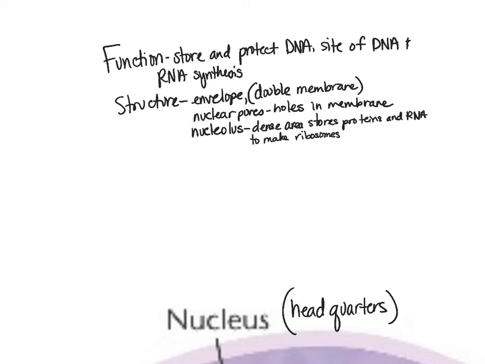So in the nucleus, again, we have our DNA. And remember our DNA, our deoxyribonucleic acid. Remember, this contains the instructions for how to make all the proteins for that cell.